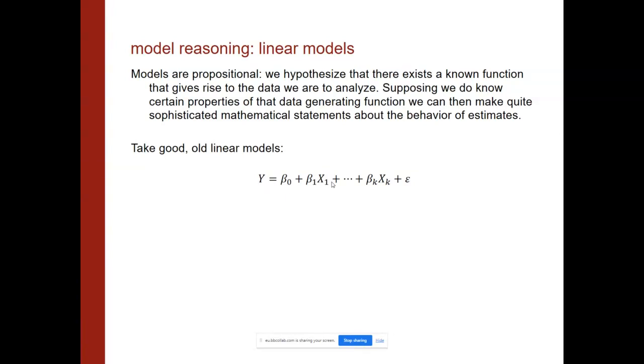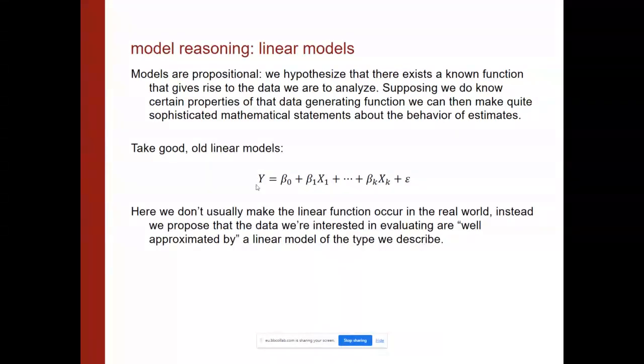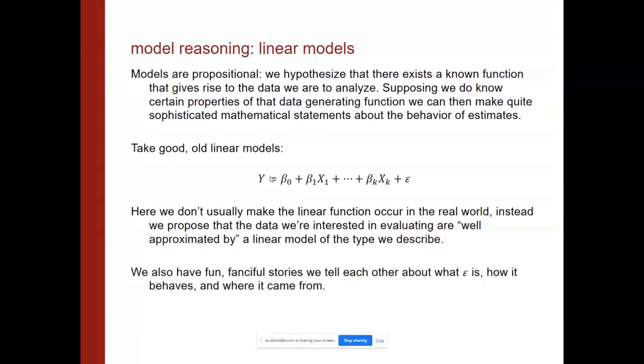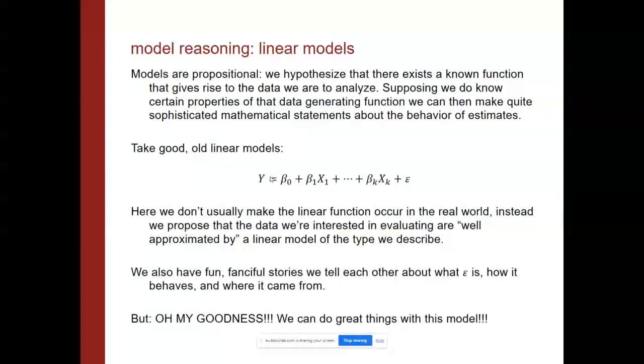Let's just take good old linear regression. Here we've got a bunch of assumptions about additivity and the linearity of how the x's relate to y. That's really fascinating, but we're not saying that we have made that true. If you're very careful about what we're saying, we think the data in front of us are well approximated. We also have some mathematical properties and stories that we tell about the behavior of the error terms. So it's all, again, propositional, theoretical, and maybe it's doing a good job, right? Over and over again, oh my goodness, linear models just keep doing great things.